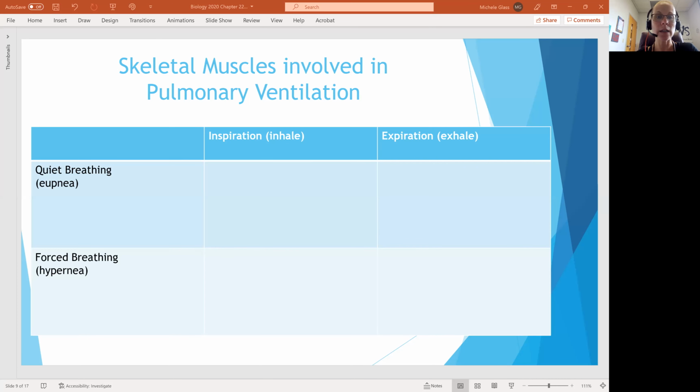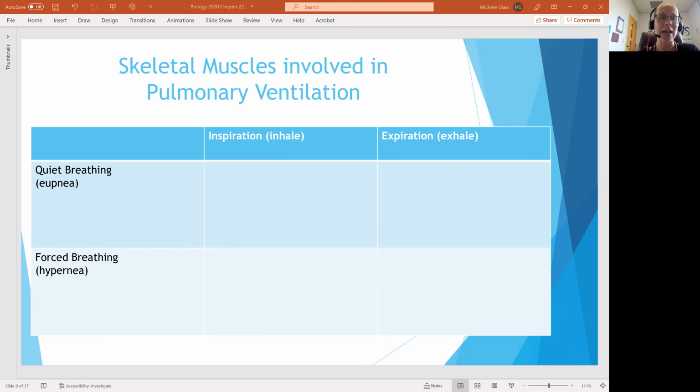When we are talking about skeletal muscles that are involved in pulmonary ventilation, we do see that there are different muscles involved in our inspiration or inhale and our expiration or exhale. We can talk about the inhale muscles as inspiratory muscles and the exhale muscles as expiratory muscles. And then we'll see that there are different muscles recruited based on the type of breathing that we want to do.